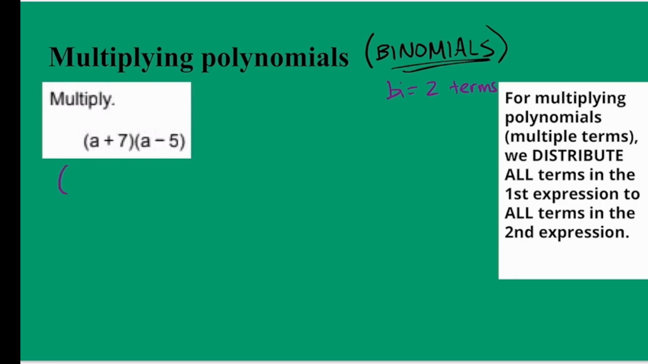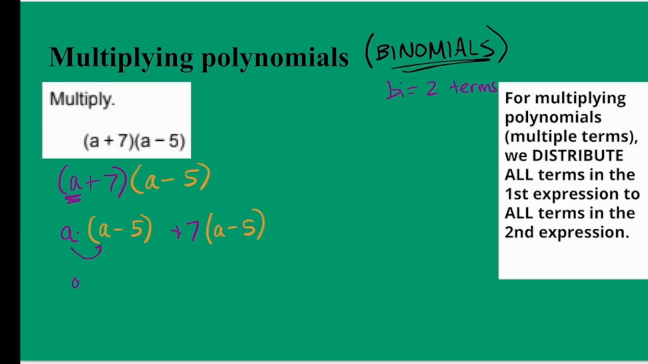So our first polynomial is a plus 7. Our second polynomial is a minus 5. So here's what we're going to do. We are going to take this first a in the first parentheses, and multiply it by everything in that second parentheses. Then we're going to take that plus 7, and distribute it to everything inside those parentheses. So we can write all this out. I'm going to draw arrows instead.